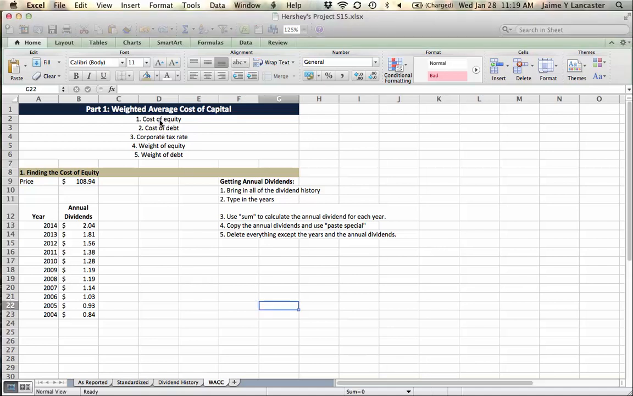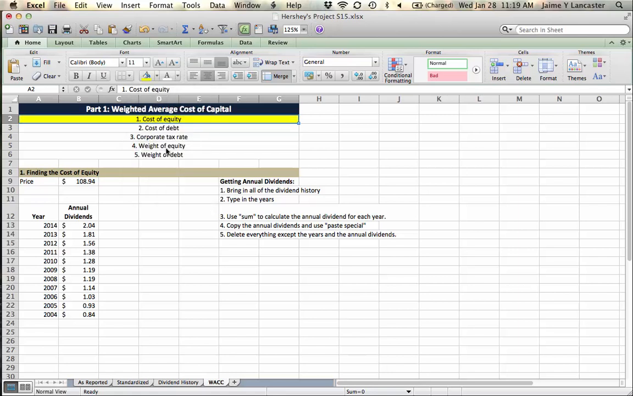So in this video, we're going to use the discounted dividend model to find the cost of equity. In our last video, we consolidated the quarterly dividends into annual dividends. And now the next step is to use this information and the price, which we got from Yahoo Finance, to figure out the cost of equity. And the cost of equity is basically the rate of return that shareholders demand or expect from the company as owners, right? So what return do you want to get when you invest in a company?